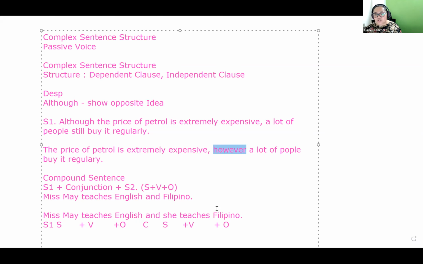So please don't get confused with compound sentence and complex sentence. A compound sentence has two sentences joined by a conjunction. And a complex sentence is a dependent clause and an independent clause. It's a totally different sentence.